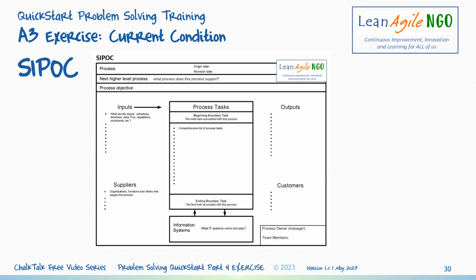Here's a SIPOC template that's on the Downloadable Tools PDF on the exercise launch page. You can use this template or just grab a sheet of paper or a whiteboard and some sticky notes and do this as a team.